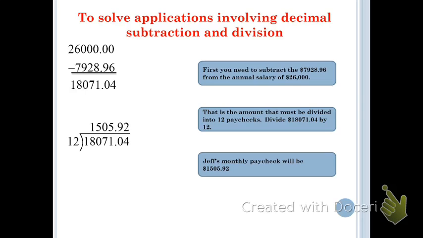First, you need to subtract the $7,928.96 from the annual salary of $26,000. That is the amount that must be divided into 12 paychecks. Divide $18,071.04 by 12. Jeff's monthly paycheck will be $1,505.92.